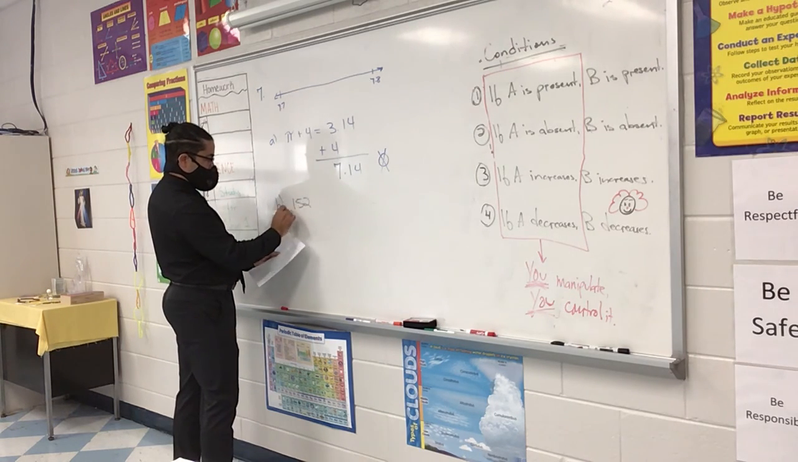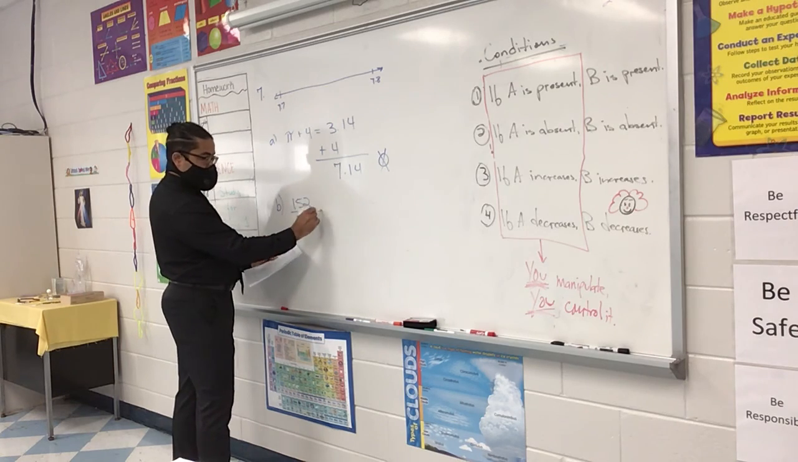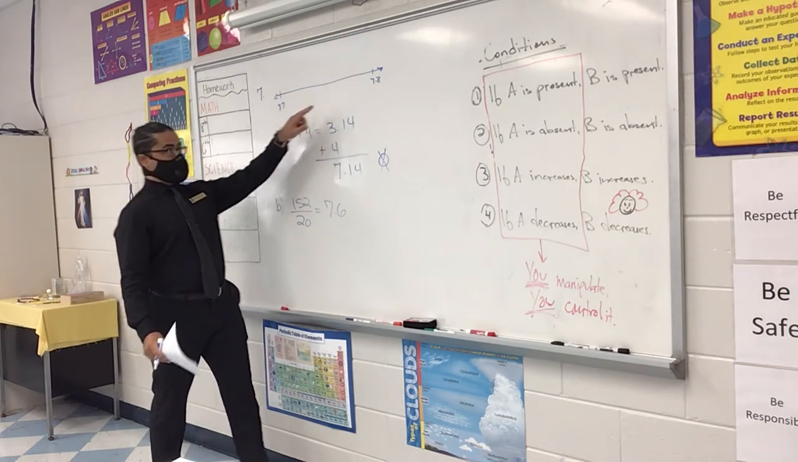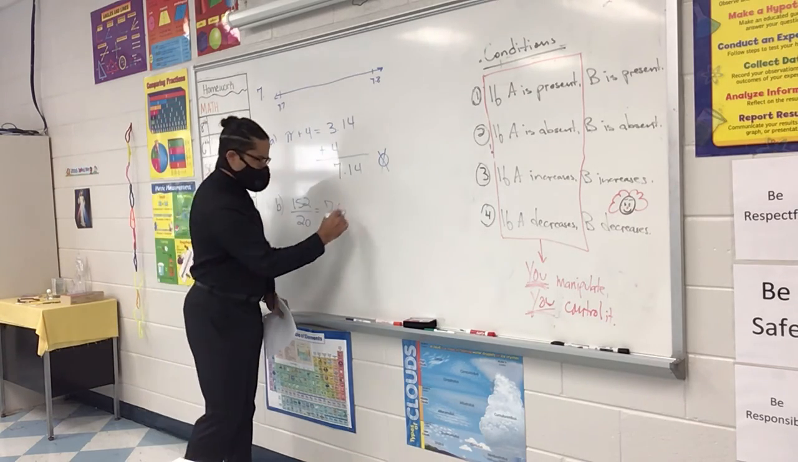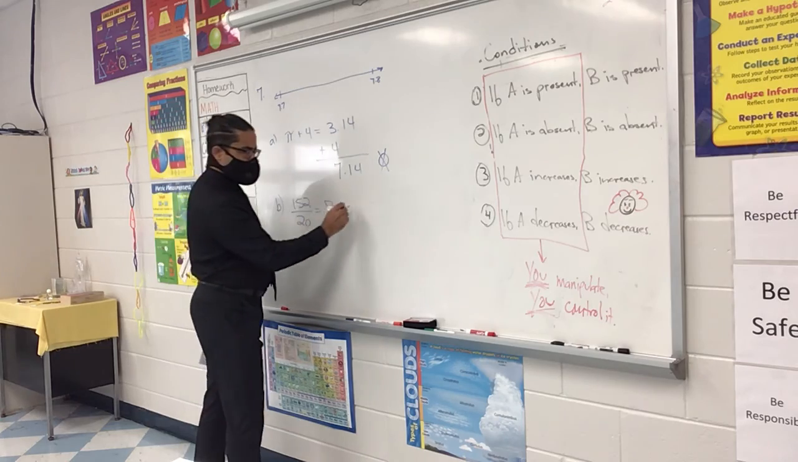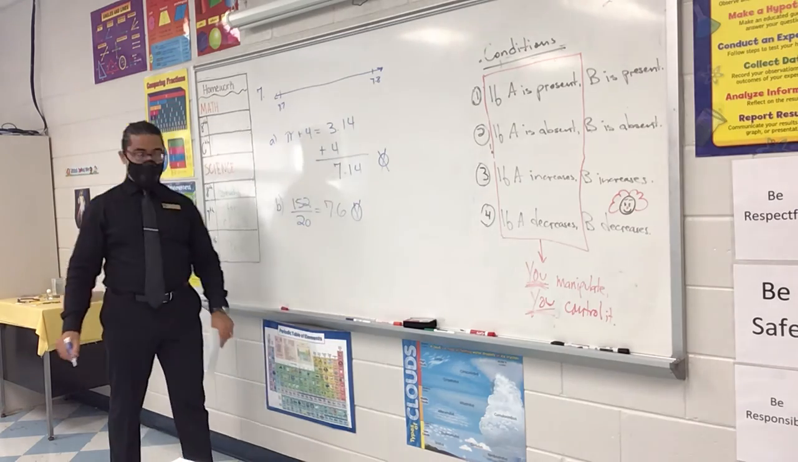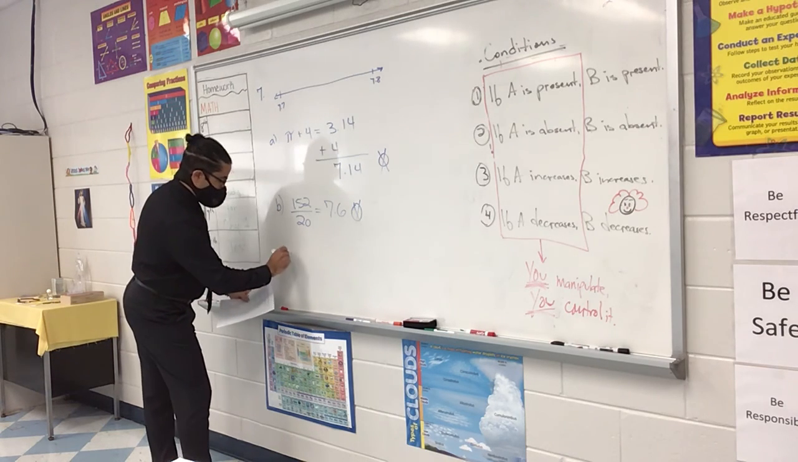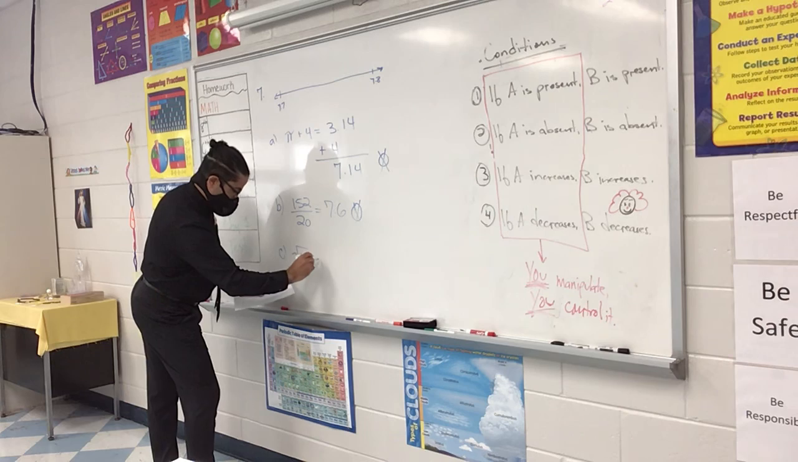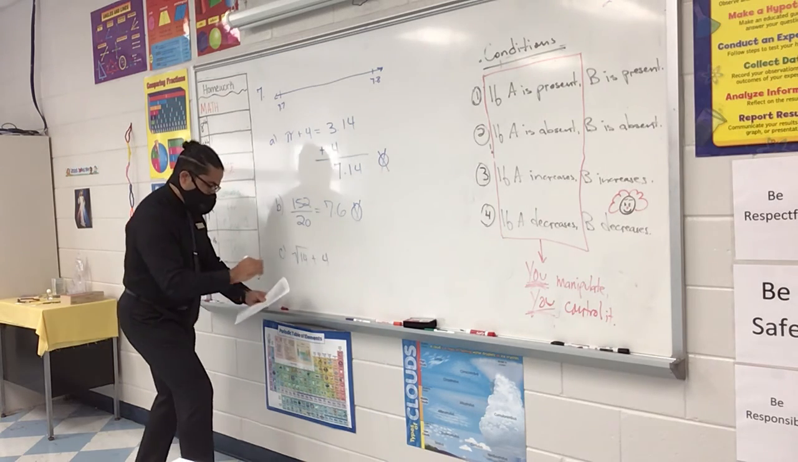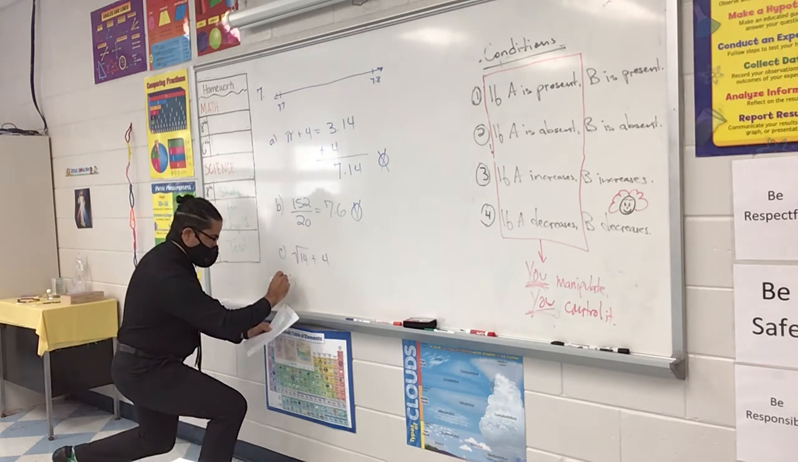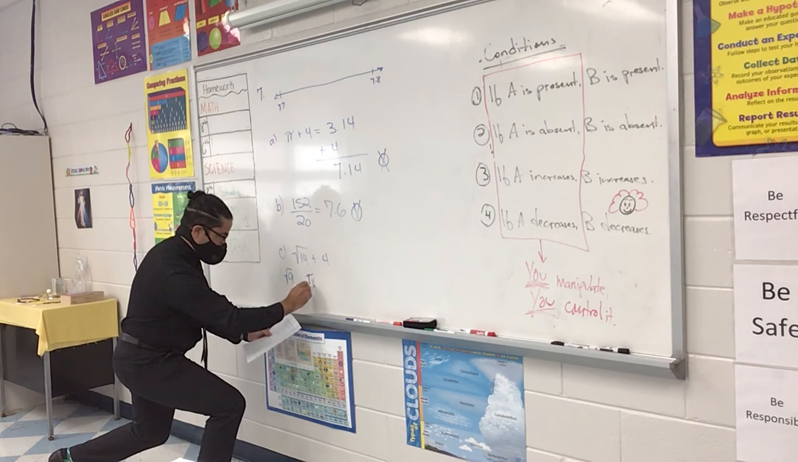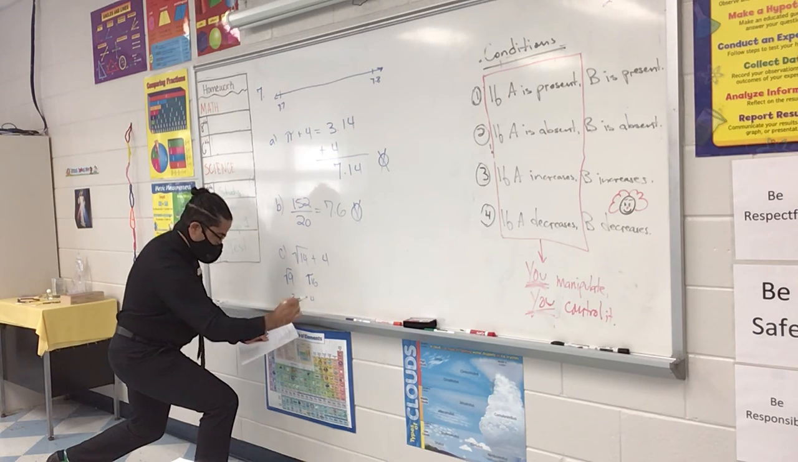152 divided by 20. That's 7.6. Is 7.6 between this and that? No. C: radical 14 plus 4. The value of radical 14 has got to be between radical 9 and radical 16, which is to say between 3 and 4.